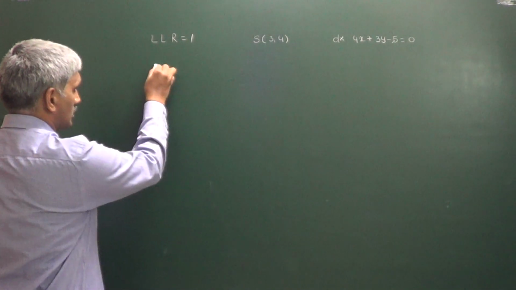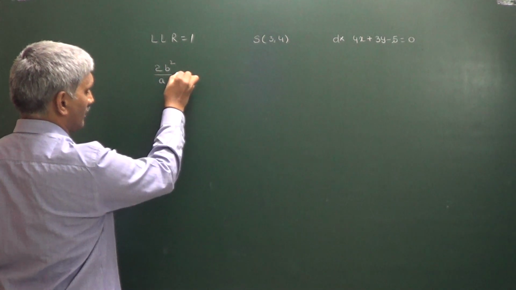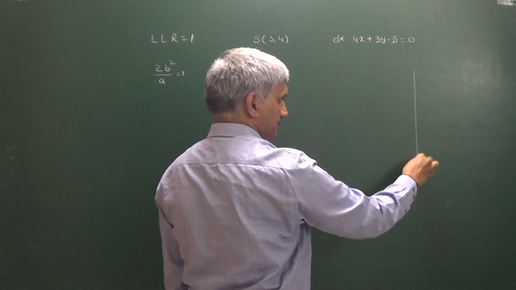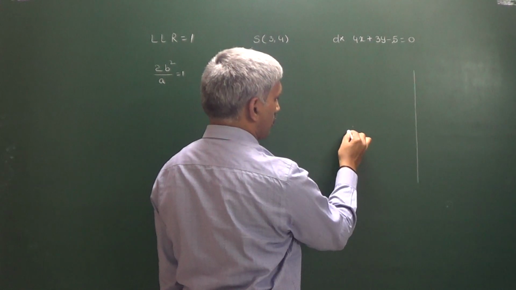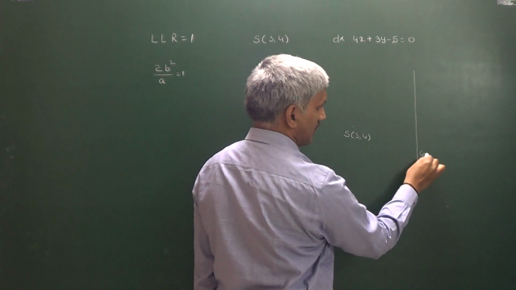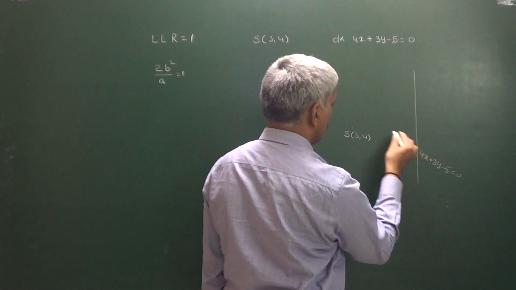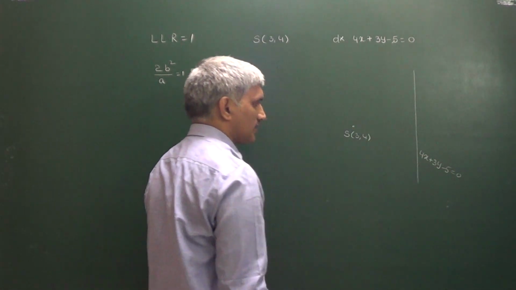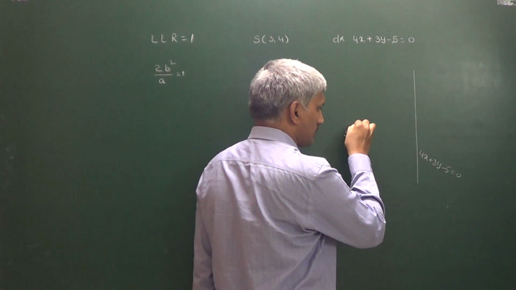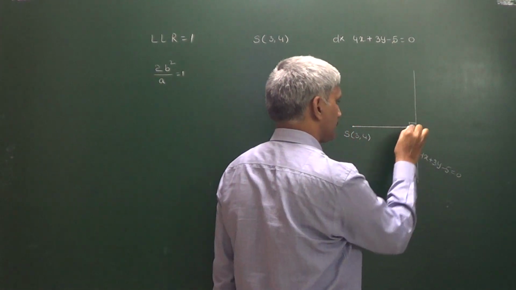The length of the latus rectum is given as 2b²/a, and he has given it as 1. Now this is the directrix and this is the focus. (3, 4) is the focus, and the directrix is given as 4x + 3y - 5 = 0. Tell me now, in case of eccentricity of an ellipse, what is the perpendicular distance from the focus onto the directrix?